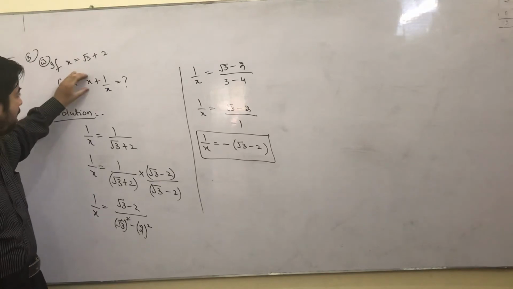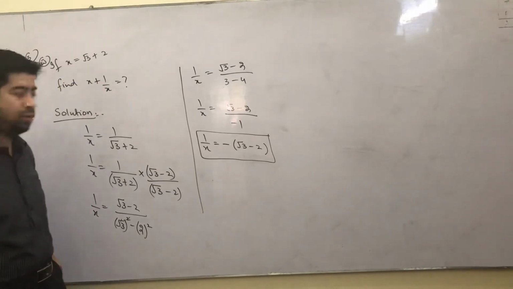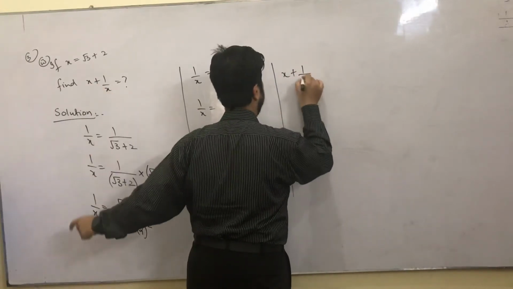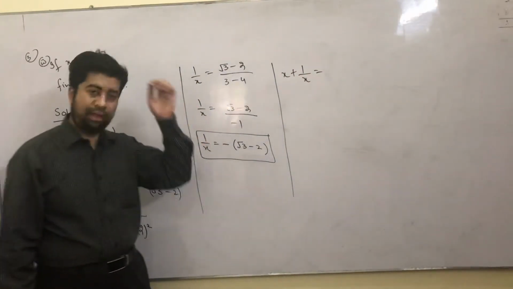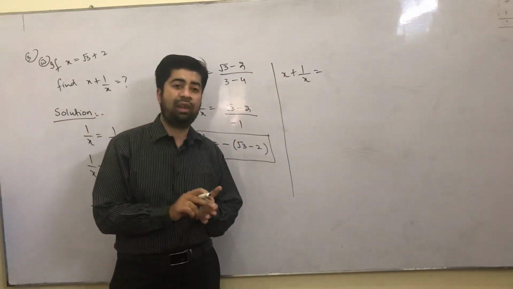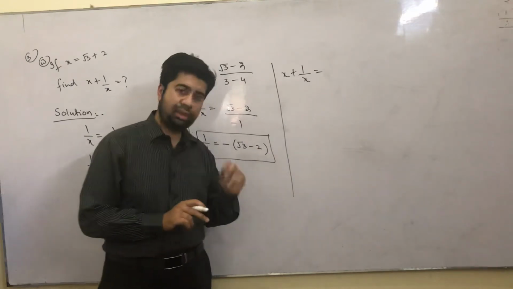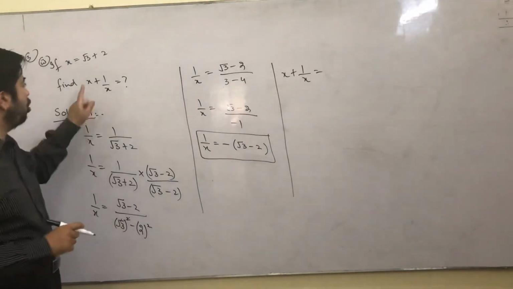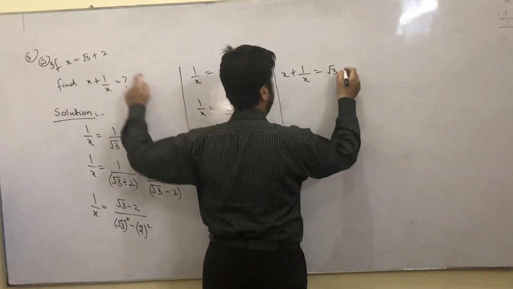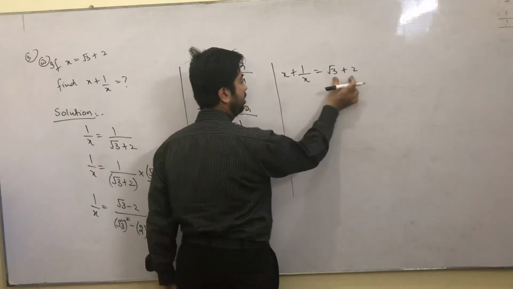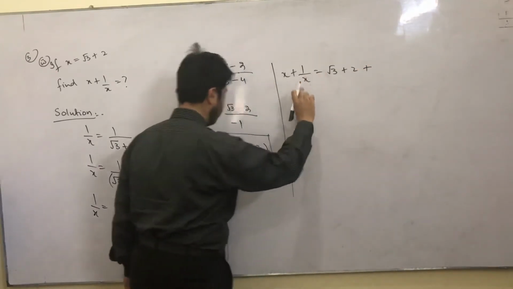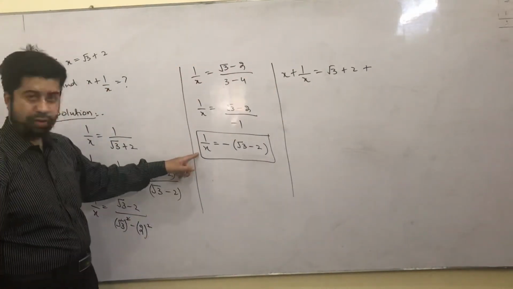So can we do x plus 1 over x right now? Yes, now we can do it, because the question requires x plus 1 over x. It says that you just have to add x with 1 over x. We have the value of x, and yes, we have the value of 1 over x. Now the value of x is square root 3 plus 2. This is x. After that, you apply a plus sign. After that, 1 over x. What is the value of 1 over x? Yes, this is the value of 1 over x.